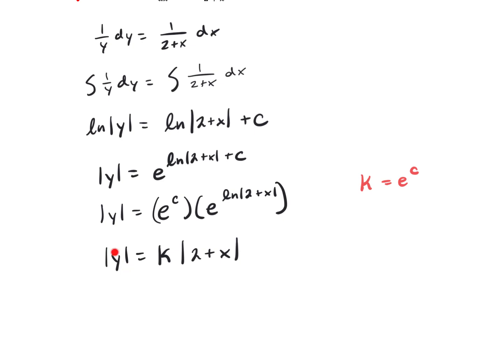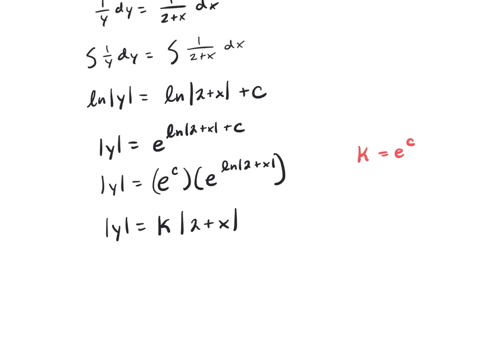Now, to help us get rid of this absolute value, we can do a plus or minus on the other side, to take into account all the times when what's within your absolute value is positive and negative. So we could say y equals plus or minus k times the absolute value of 2 plus x. And then from here, it gets a little bit funky.